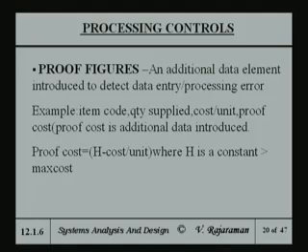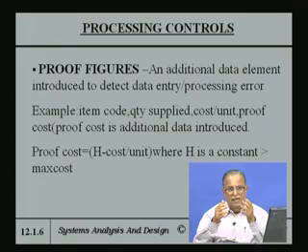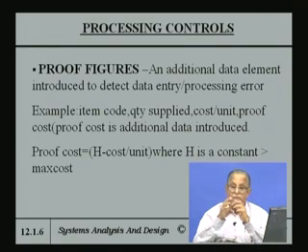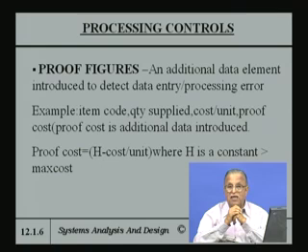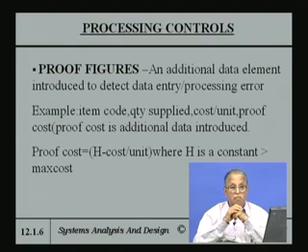One more thing is called proof figures, but actually this proof figure is a processing control. Normally we expect that no errors are made by the computer. Normally computers do not make errors. It is only a program or data entry which can make an error, and both of them will be brought out by this control.